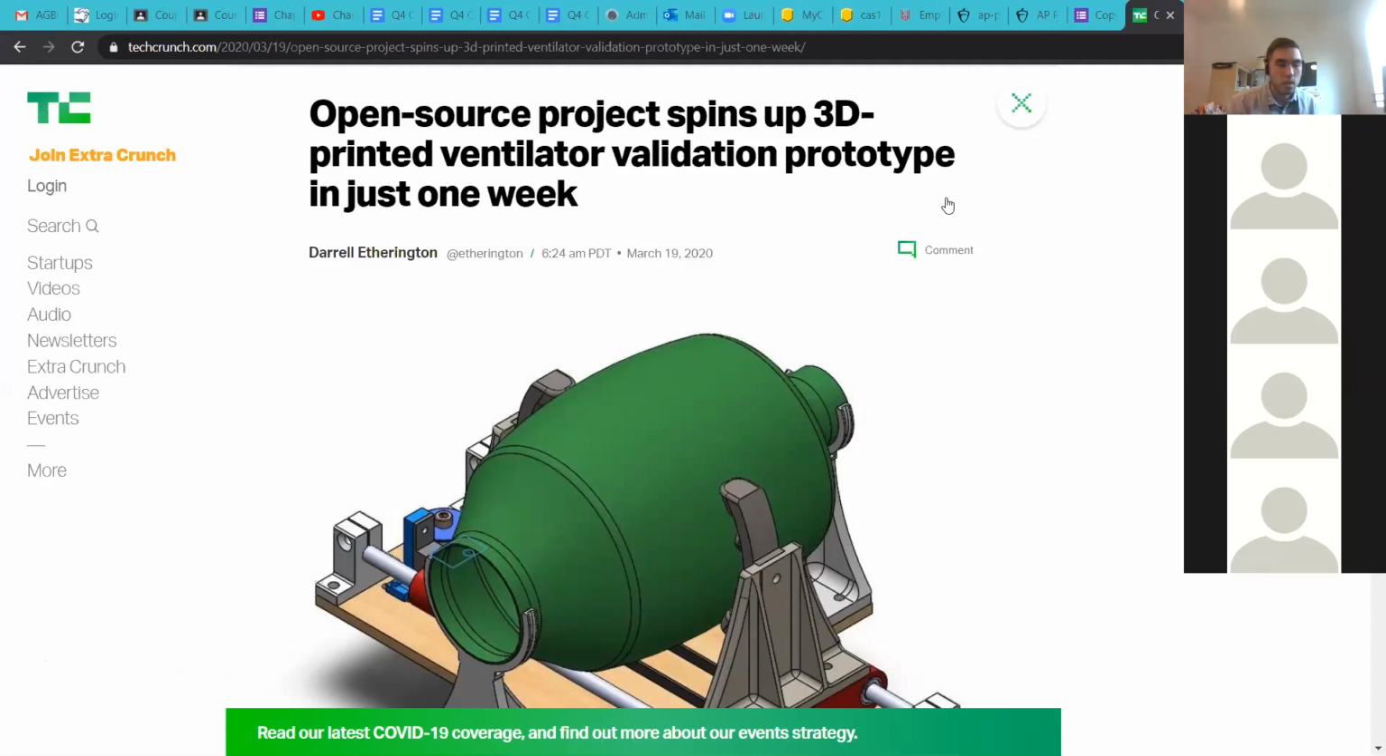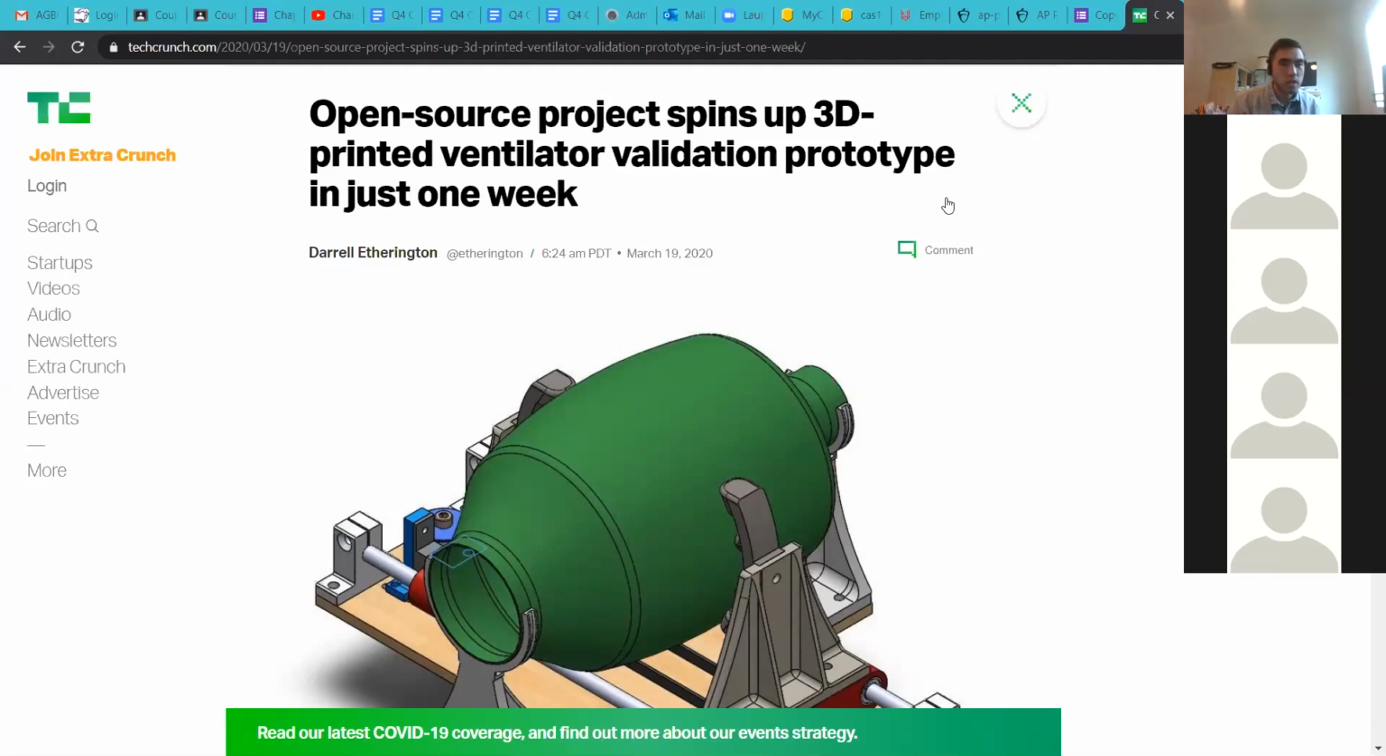So the virus messes up your lungs pretty bad, and to keep people alive as their lungs are being damaged by the virus, we use a mechanical breather that breathes for them, except ventilators are extremely expensive, difficult to put into mass production, et cetera, et cetera.